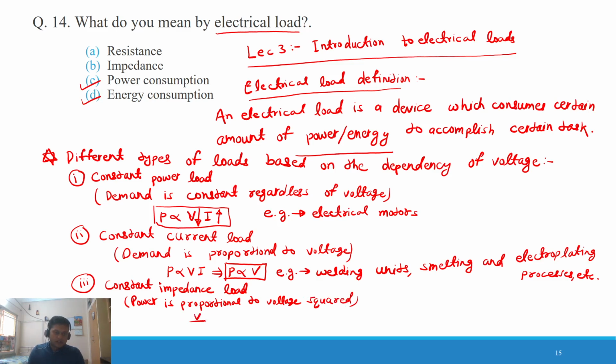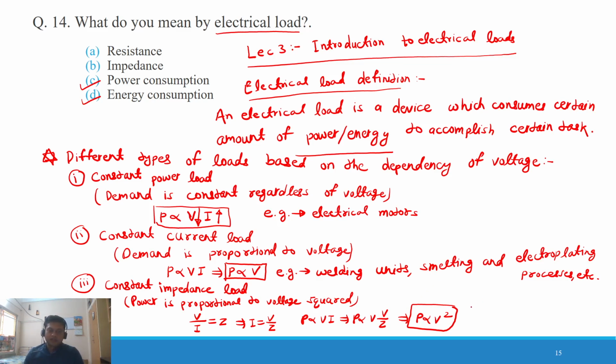We know that V divided by I is equal to Z. So I comes out to be V divided by Z. And since P is directly proportional to VI, putting the value of I as V/Z, and since Z is constant, it comes out as P proportional to V squared. So this is the constant impedance load. So based on the dependency on voltage, constant power load is independent of voltage level, constant current load is proportional to voltage, and constant impedance load is proportional to voltage squared.